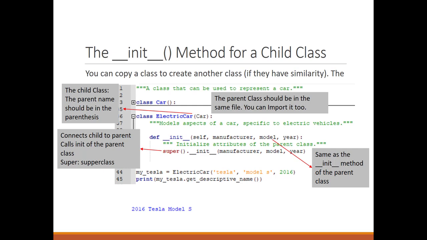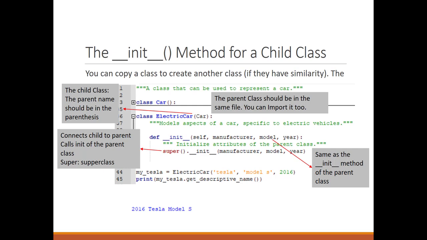The first thing is that whenever we create the subclass, the parent class is the class that describes the general case, but the child class is the specialized class. So the general class is called the parent class, the specialized class is called the child class. The parent class should be available in the child class.